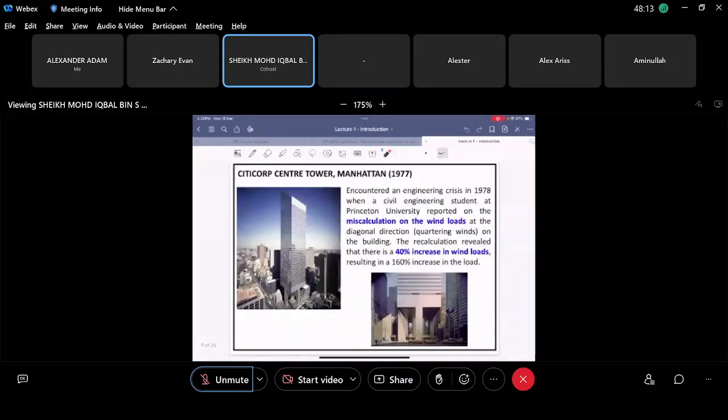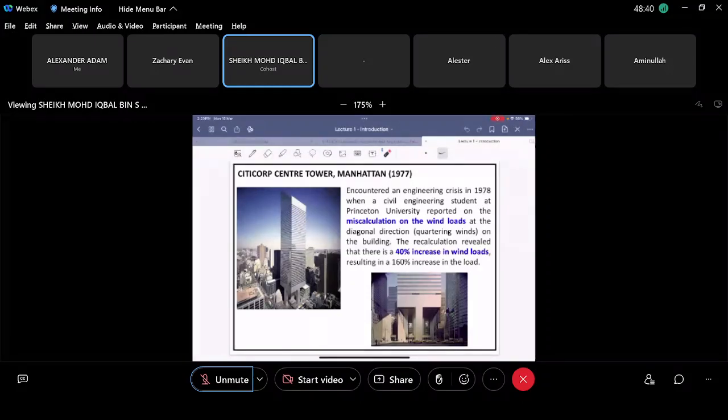So this is the case of the Citicorp Center Tower, Manhattan. There's a group of civil engineering students. They actually took the plan for the building and started calculating the design of the wind loads. When they did, they discovered that the design made by the engineers is actually incorrect. There are some parts of it that are incorrect.